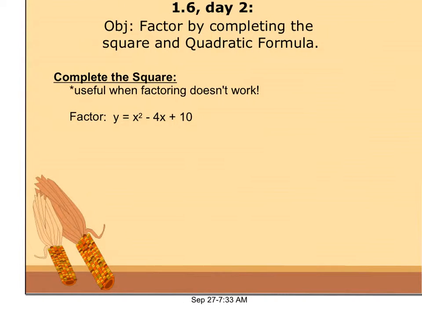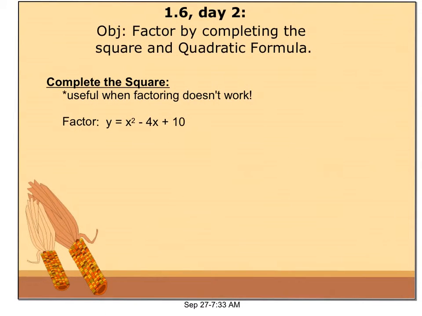Okay, we have a quadratic here, y equals x squared minus 4x plus 10, and our instructions are to factor. All right, so I'm going to take a look at this and see. I've got 10. I notice there's no number in front of x squared, so this means that a is 1. So factors of 10. The middle term is negative, so I'm looking for one of each.